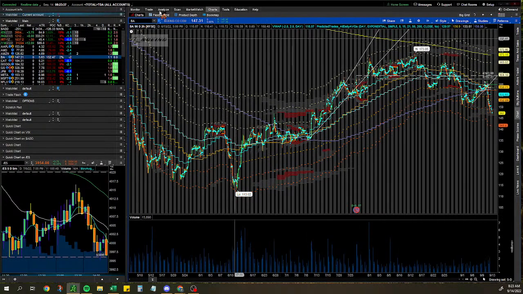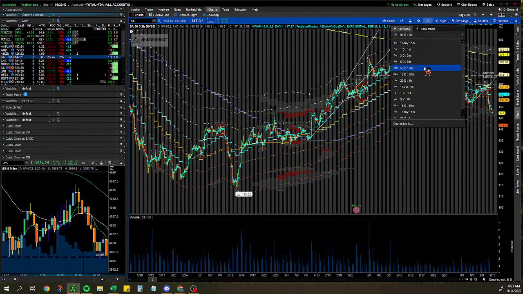So I'm using BA as an example, but if you look at other names across the board, we'll check SPY when we get there. You'll see kind of the same thing.